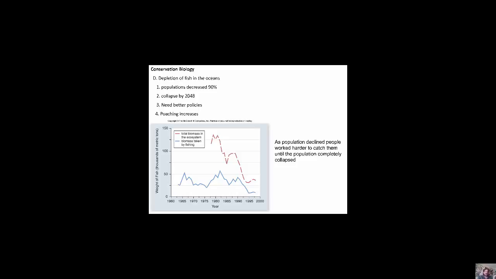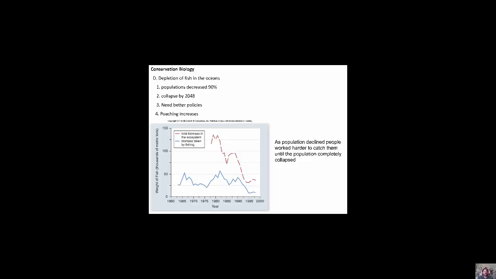In addition, just to make it that much worse, when fish populations decline and you don't get as much money from them, poaching of terrestrial animals tends to increase. So because people are no longer able to survive on fish or make a living off of fishing, they look to terrestrial animals and valuable terrestrial animals, and they kill them.